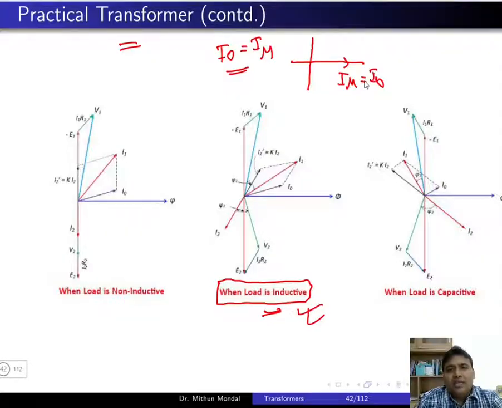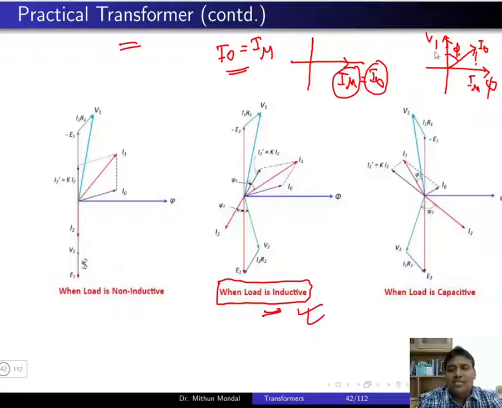Then we discussed that the transformer has some amount of core loss. So the current I naught, which was only representing the I mu, has moved a little bit ahead, making an angle phi naught with the voltage. Here you have the voltage V1 and here you have the flux phi. So this angle is phi naught, and I naught has a component I mu on the x-axis and IW on the y-axis. I mu is used to produce the flux in the core, and IW is used to sustain the hysteresis and eddy current loss, or the core loss, in the transformer.